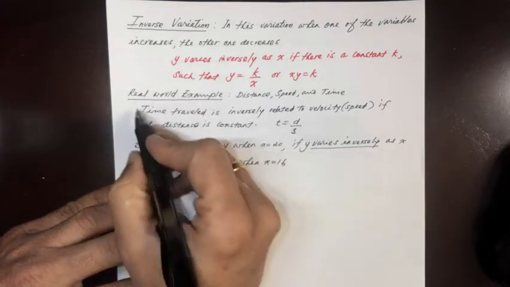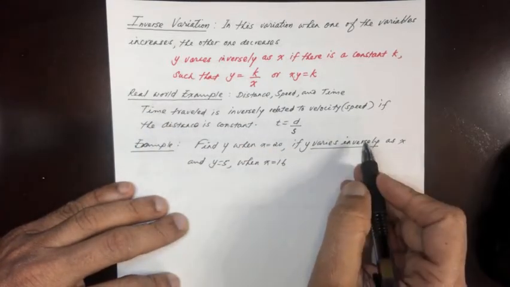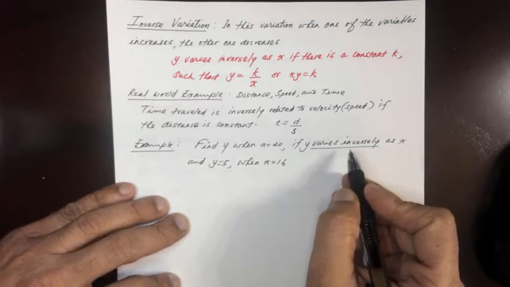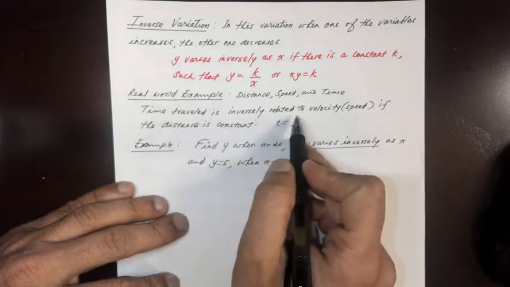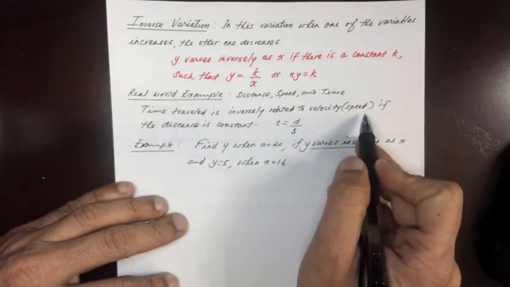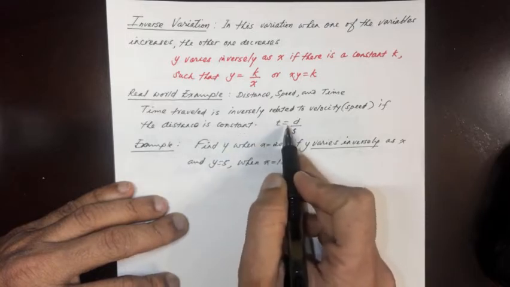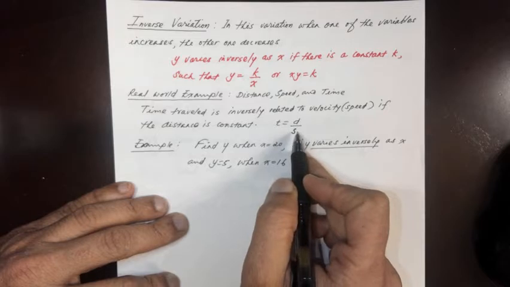Let's talk about a real-world example. This is relating the three components of distance, speed, and time, or distance, velocity, and time. So the time traveled is inversely related to the velocity or speed if the distance is constant. And we know this relation t is equal to d over s, where t is the time, d is the distance, and s is the speed or the velocity.